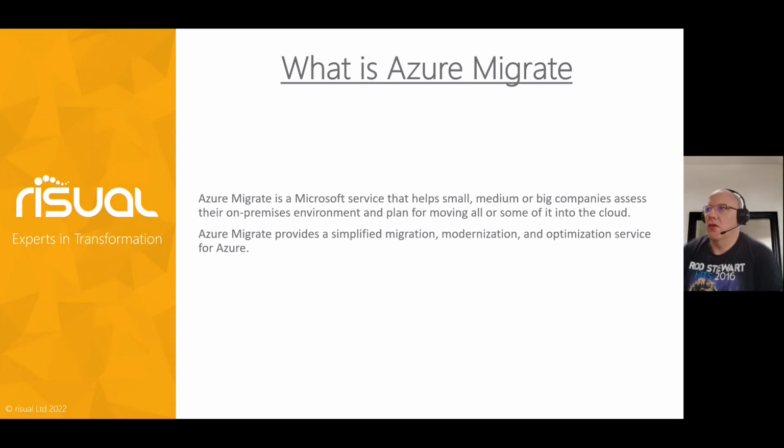Okay, so what is Azure Migrate? Well, Azure Migrate, as the slide is telling us, is a Microsoft service that helps small, medium or big companies assess their on-premises environment and plan for moving all or some of it into the cloud. So let's put that in a little bit of an example for now. You're a medium company, you've got 100 servers that are currently sat either on-premise in a data center, or actually physical servers in your data room, comms room.